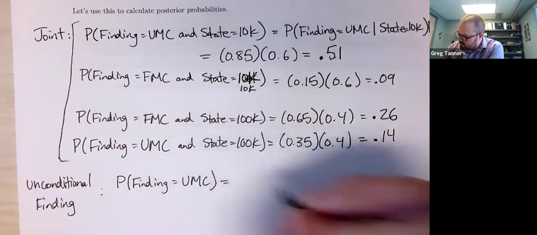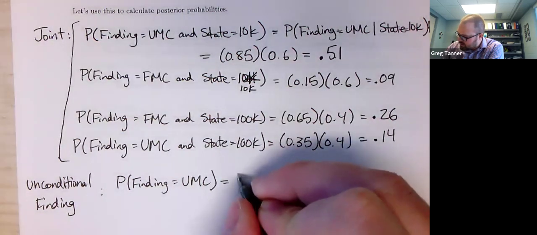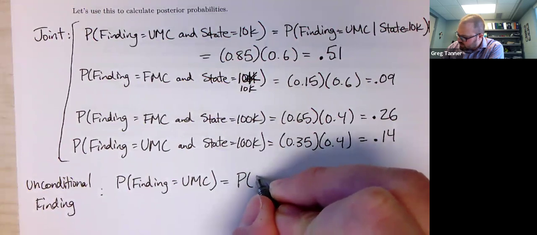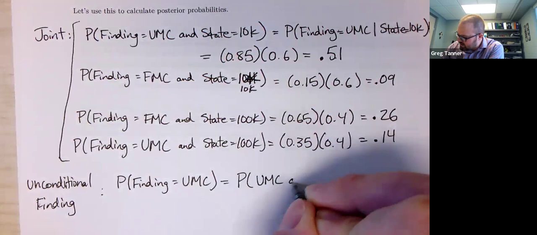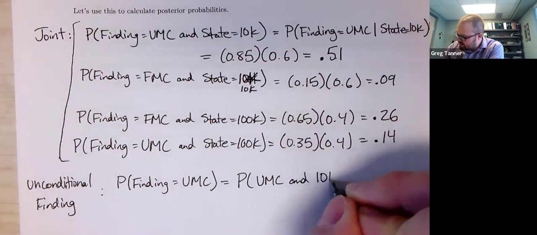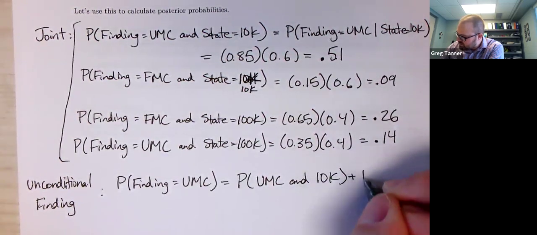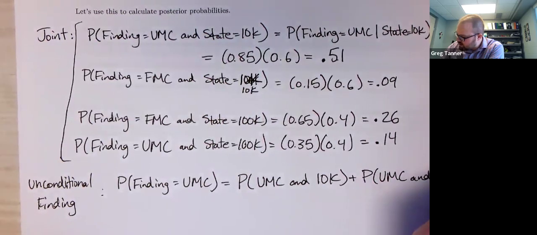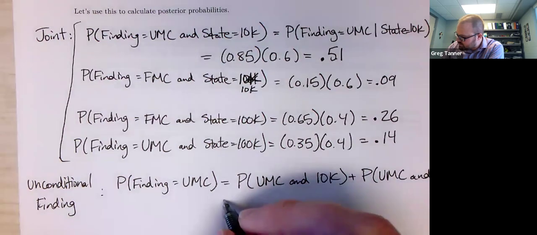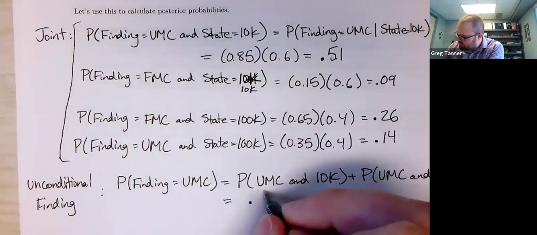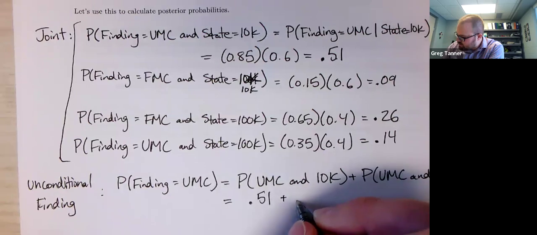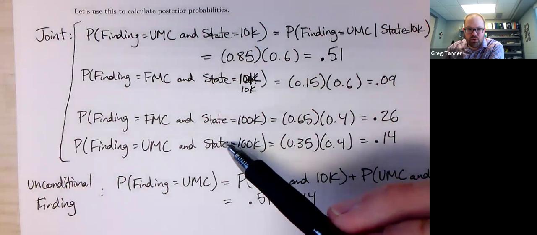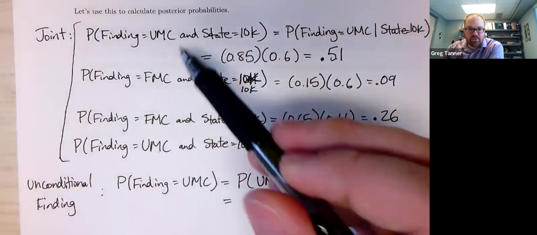Here, I'll write this out. Probability of UMC and 10K plus probability of UMC and 100K. And so that's going to be 0.51 plus 0.14. Okay, taking these two probabilities that both have the finding equals UMC.